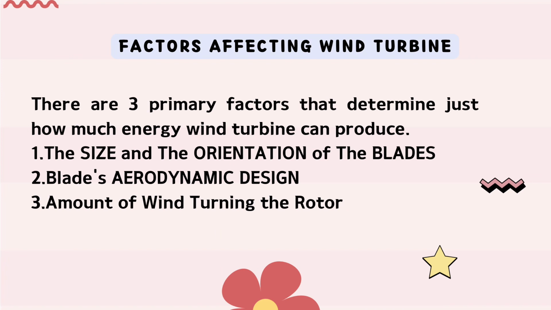There are three primary factors that determine just how much energy a wind turbine can produce. First is the size and the orientation of the blades. The second is the blade's aerodynamic design, and the third is the amount of wind turning the rotor.